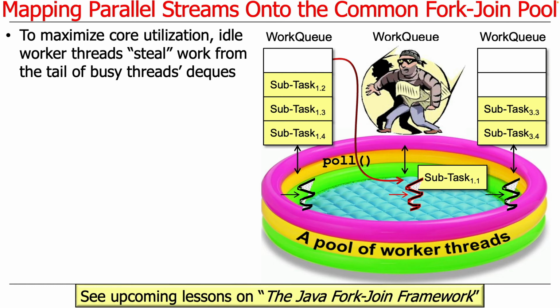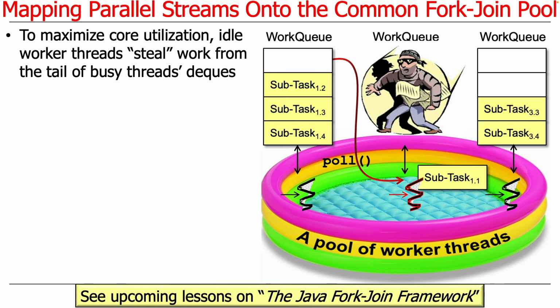In this particular case, it will steal the work from the tail of the busy thread's deck. The reason it steals from the tail is, number one, the stuff at the tail is probably the bigger elements to be dealt with. So if you steal from the tail, you can then start partitioning a big chunk of things. And number two, it's not going to contend with the actual owner of that deck, who is taking stuff off of its head.